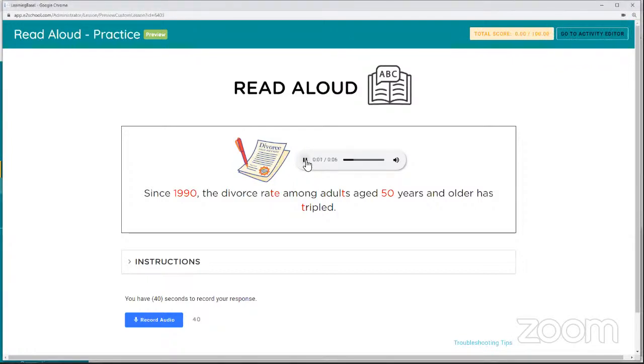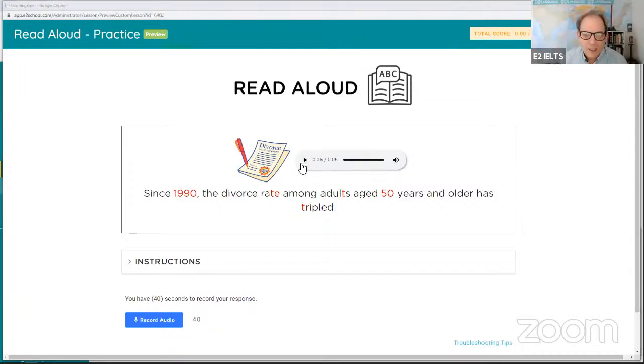Since 1990, the divorce rate among adults aged 50 years and older has tripled. Great. Now this time, read along with the recording. Are you ready? Since 1990, the divorce rate among adults aged 50 years and older has tripled. And again. Since 1990, the divorce rate among adults aged 50 years and older has tripled.